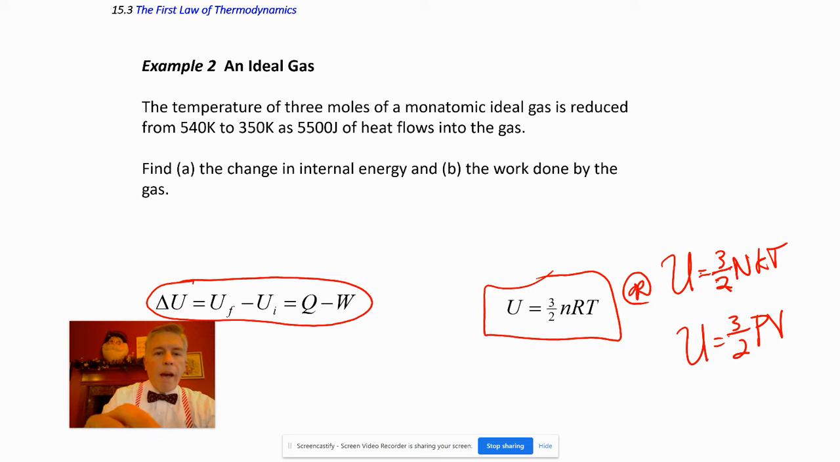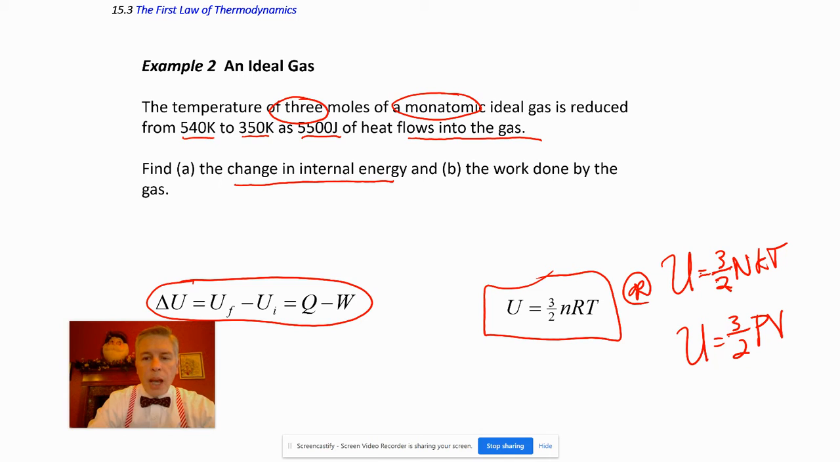So let's say that I have 3 moles of some kind of monatomic gas, and it's reduced from 540 Kelvin to 350 Kelvin as 5,500 joules of heat flows into the gas. I want to try to find the change in internal energy and the work. I'm going to start off by finding the change in internal energy, but I'm not going to use this equation yet. Instead, we're going to use this one.